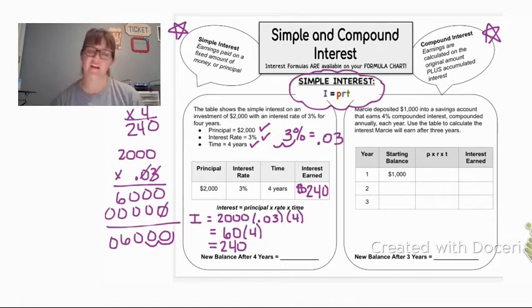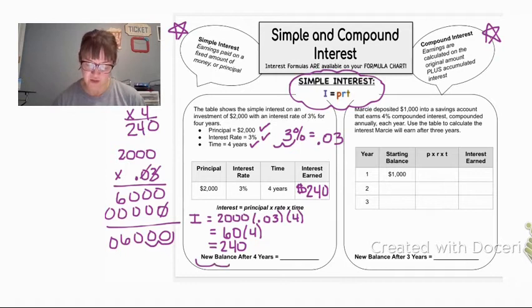Now, that might not sound like a lot over the course of 4 years, but remember that's free money. You put $2,000 in the account, you come back 4 years later, there's now $240 more in the account. So it's free money. So while it might not be a lot, it's still free money that you didn't have to do anything to earn.